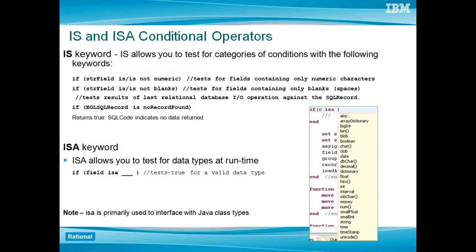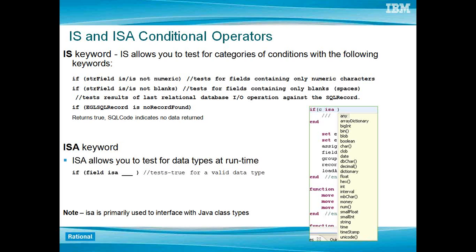In the same way, we have the is conditional operator, through which we can check whether my variable is numeric or blank, or my variable is not numeric or not blank, and then I can take the corresponding action.